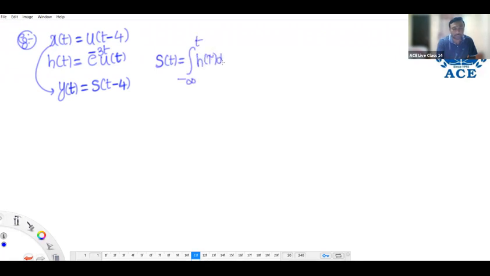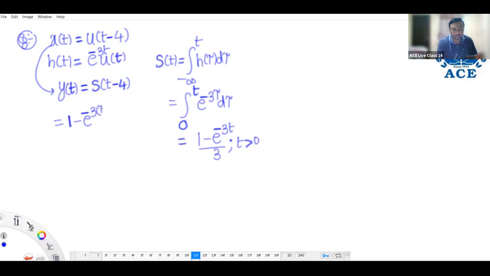Integration of impulse response. Because it is positive sided, 0 to t e power minus 3 tau d tau. Just simplify, this will be the result. Directly substitute here: 1 minus e power minus 3 into t minus 4 by 3, for t minus 4 greater than 0, that is, t greater than 4.